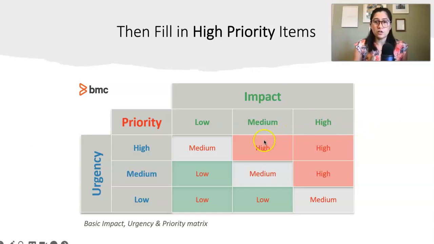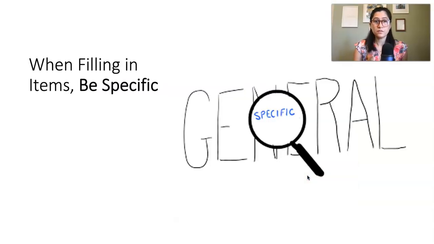So if we look here in this chart, the high priority items are where the urgency and impact are all medium to high. So those are the things you'll want to fill into your schedule first to make sure you give yourself enough time to accomplish those tasks.